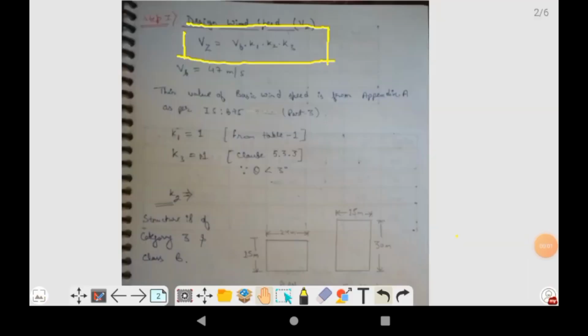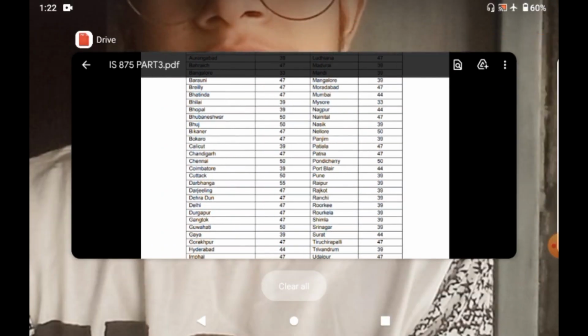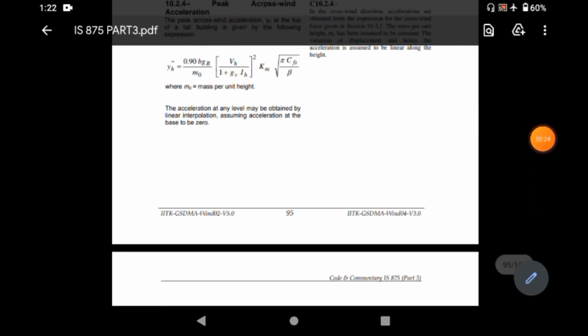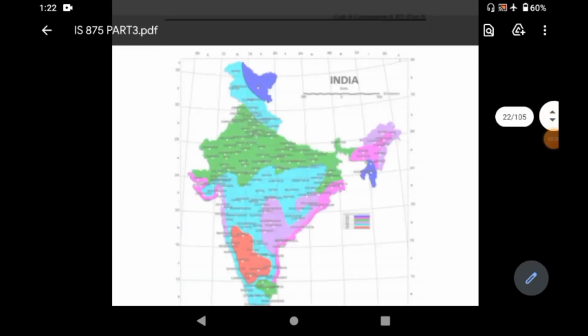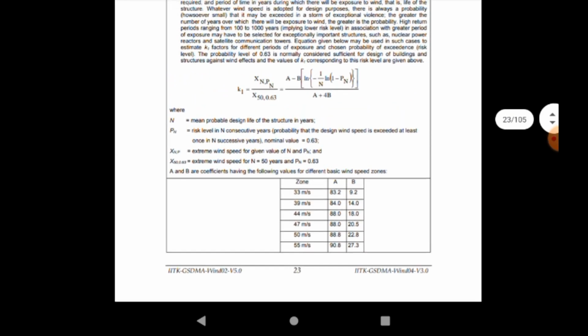The next constant is k1. I have already taken the k1 value as 1. This value is taken from Table 1. Now let me show you from where we can find this value. You can find this easily in this code on page number 23.